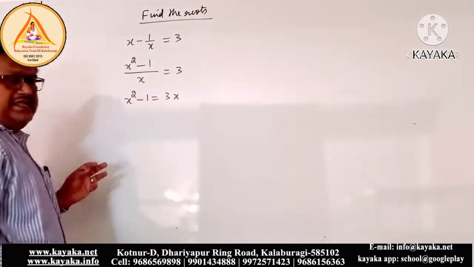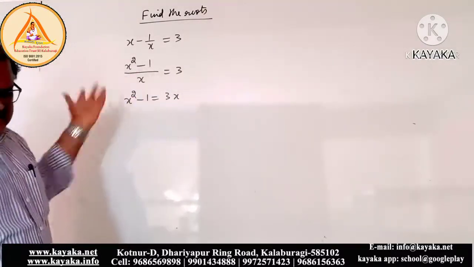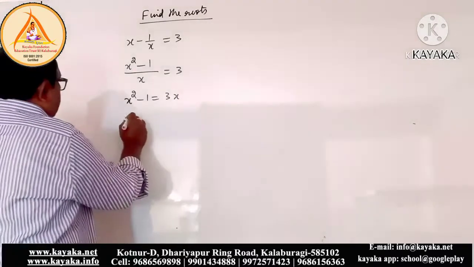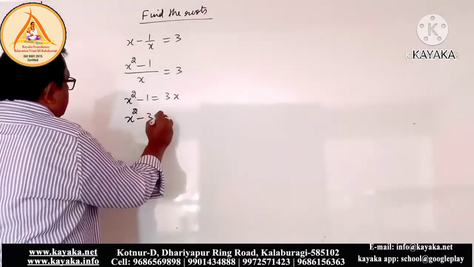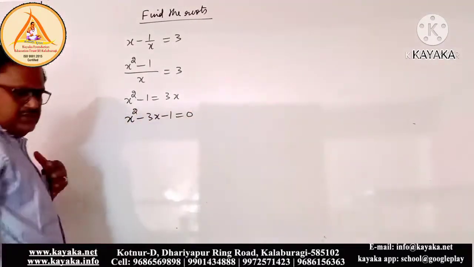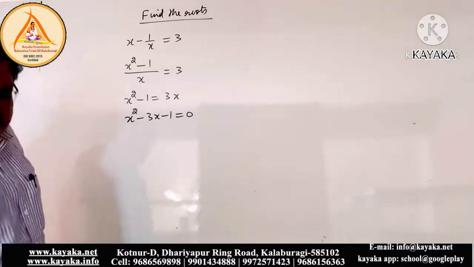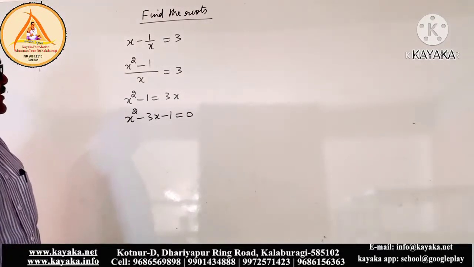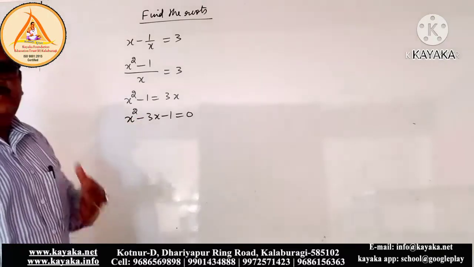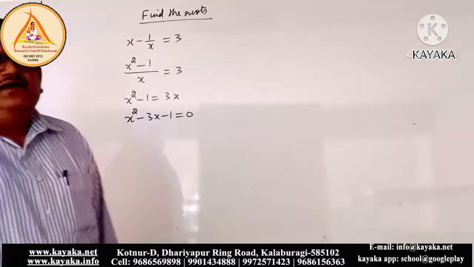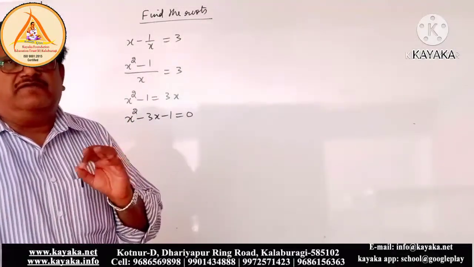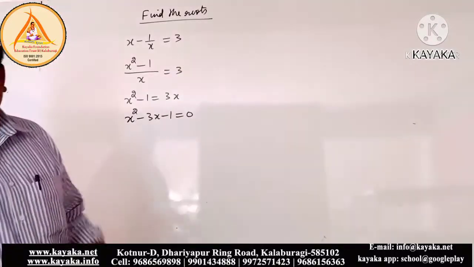3 into x, you will get 3x. Bring this 3x to this side, therefore you will get x square minus 3x minus 1 equal to 0. This quadratic equation can't be solved by using the factorization method. We have to use the formula method.